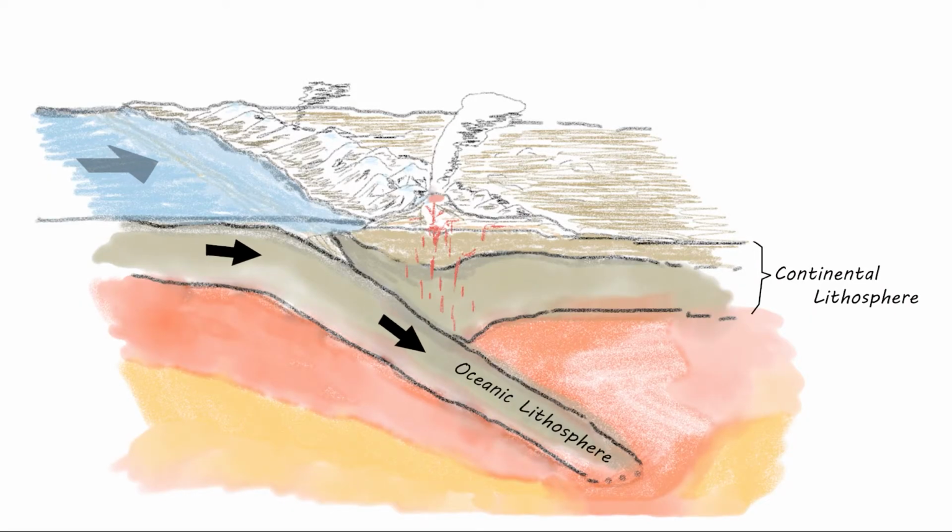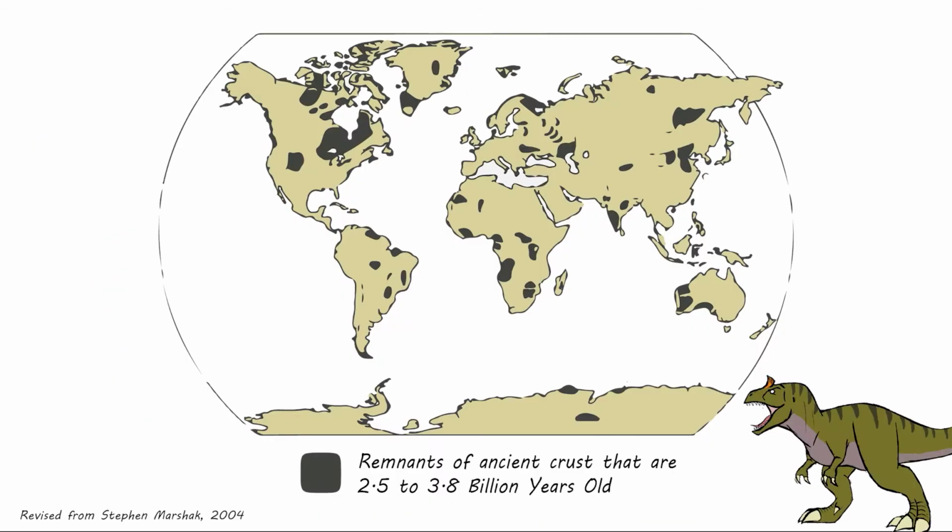Oceanic lithosphere is dense enough to sink into the underlying mantle at convergent plate boundaries, where two plates move towards each other. Continental lithosphere is typically thicker and older than oceanic lithosphere. Some parts of the continental crust are billions of years old.